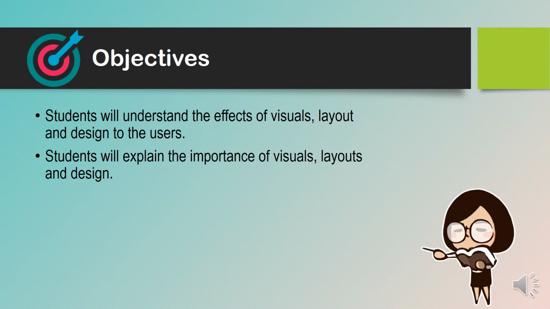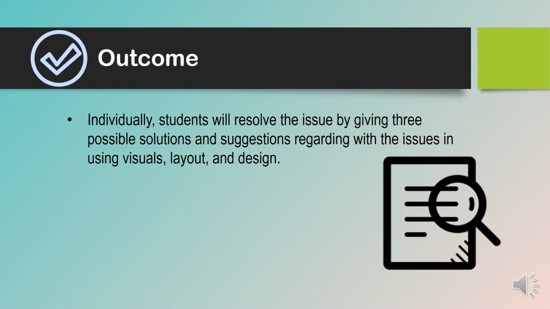For the learning objectives, students will understand the effects of visuals, layout, and design to the users. Students will explain the importance of visuals, layout, and design. For the learning outcome, individually, students will resolve the issue by giving three possible solutions and suggestions regarding the issues in using visuals, layout, and design.